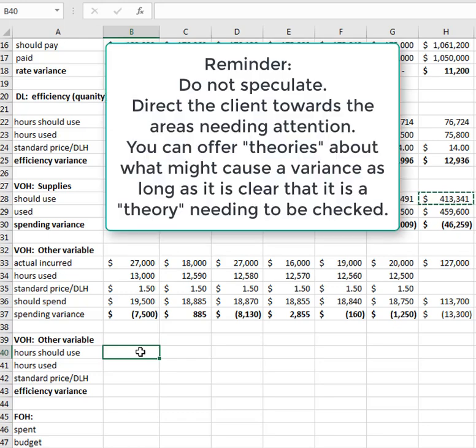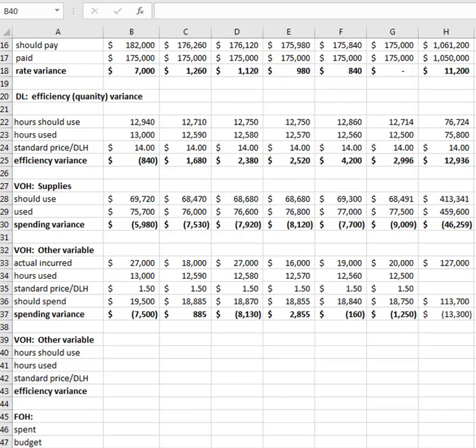It's one you could ask your client about. You don't have to speculate, by the way. These variances tell you the questions to ask. They don't tell you the answers to the questions. They help you to direct your client's attention towards what needs investigation. So that was the spending variance portion of the variable overhead.